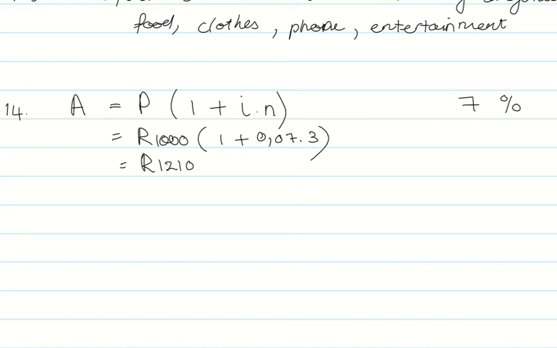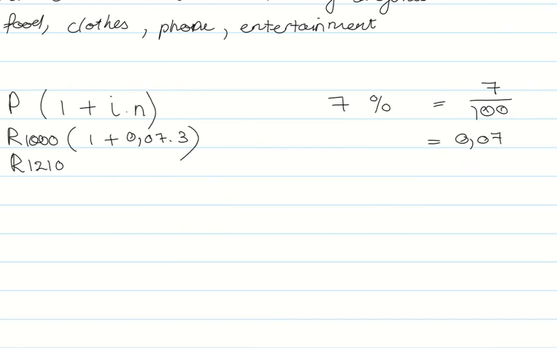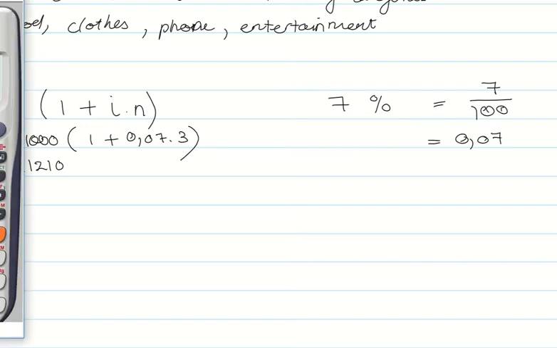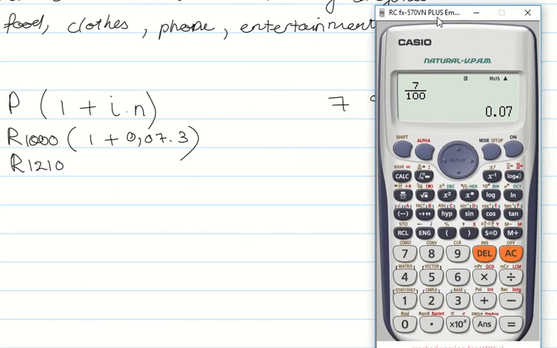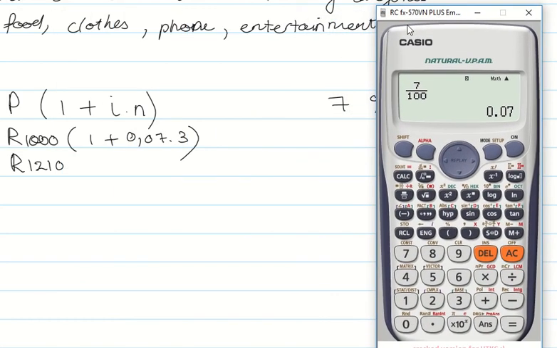So all I do here is substitute my values. They gave me 7% per annum. Now 7% I know is 7 over 100, and if I type 7 divided by 100 in my calculator, I get 0.07. And then they gave me for how many years. N is the number of years that I'm investing. So N is 3 years.